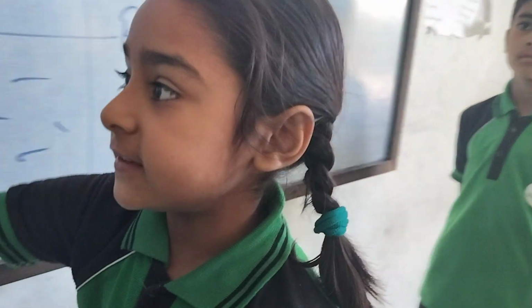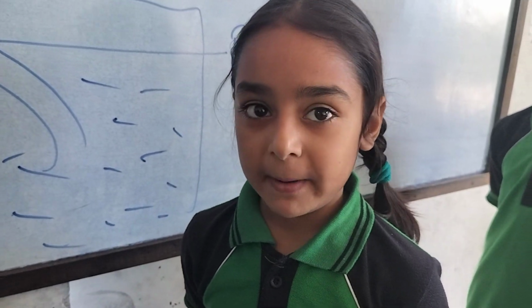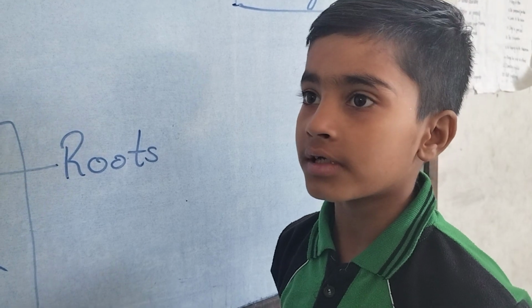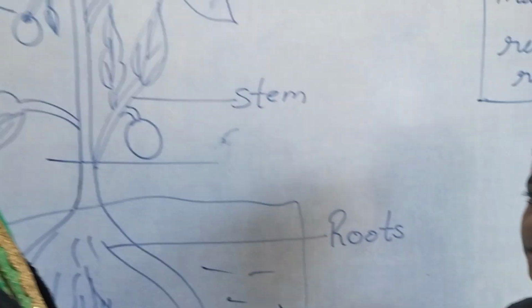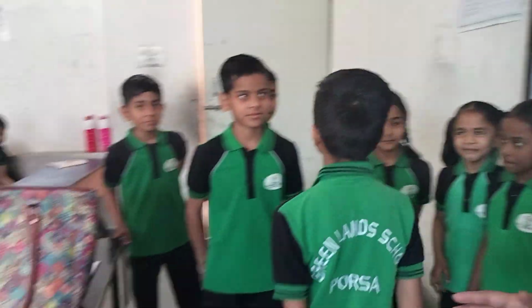Very good. This is a leaf. Leaves are green and are found in different shapes and sizes. Very good, Tanvi. This is a bud. A bud is the early development of a flower. Very good, student.